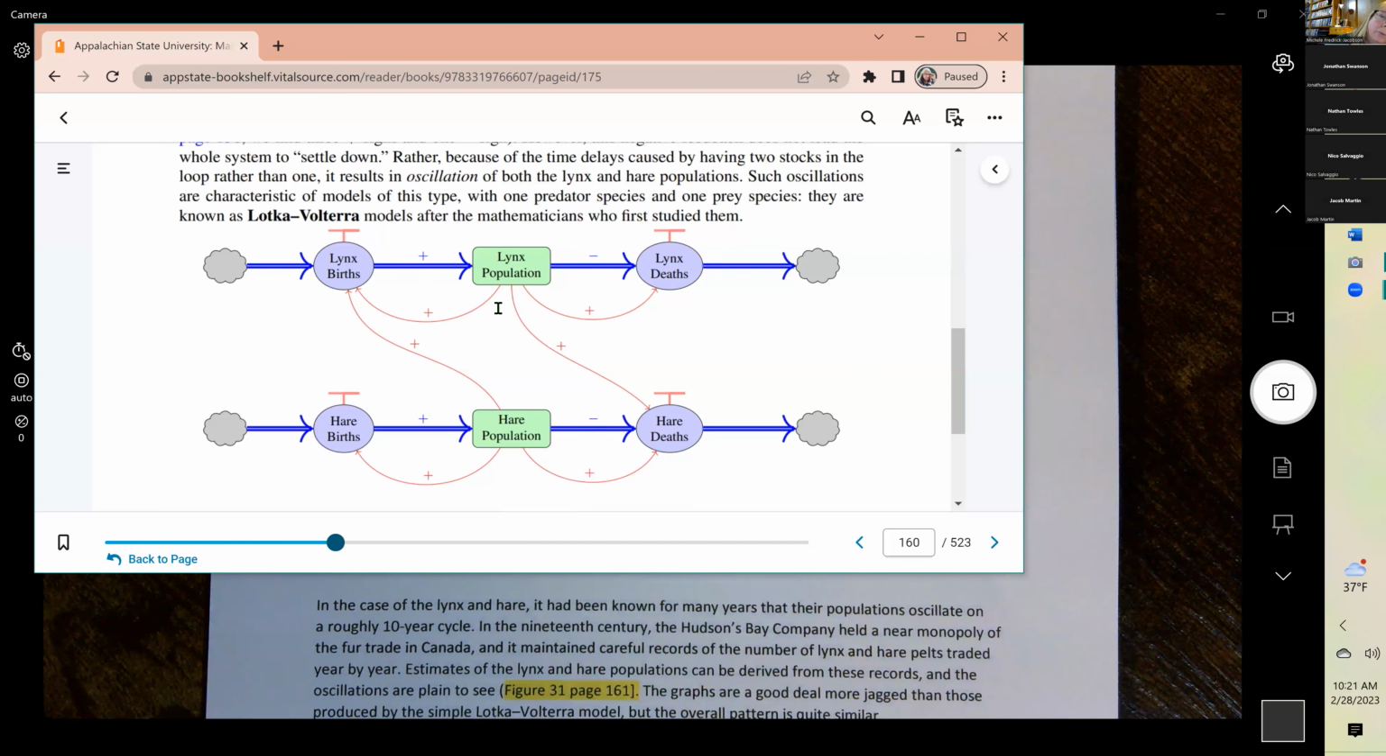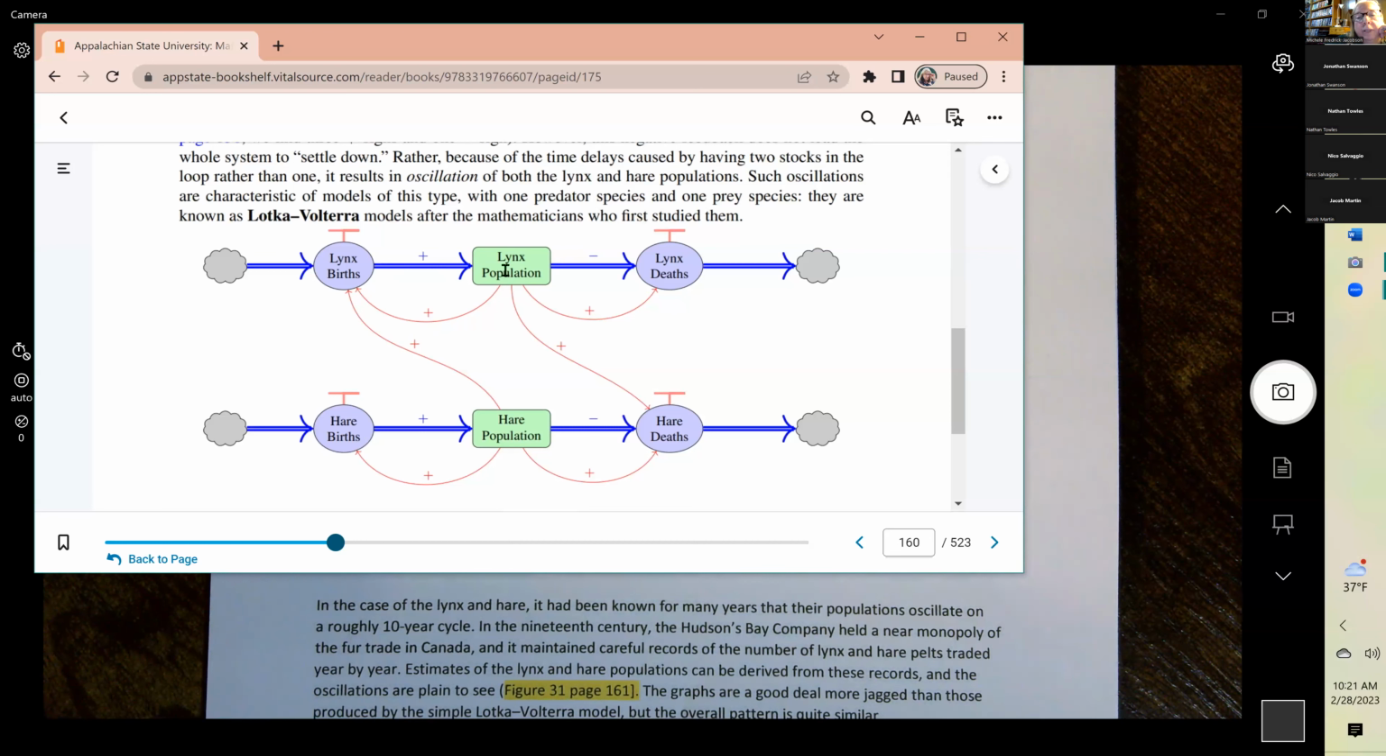Now let's look at this red one. It's a plus. Well, they're all pluses, but this one's a plus. What it's saying is, as the population of lynx increases, the births increase. So as the population increases, the births increase. This is one feedback loop. And it's amplifying because there's no negatives. You need to have an odd number of negatives for it to stabilize.